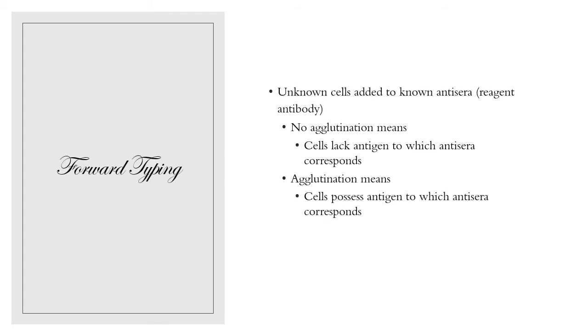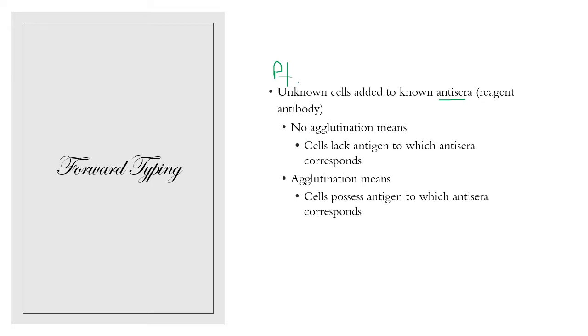A little bit more about the forward typing. Unknown cells are added to known antiserum. The unknown cells come from the patient. Okay, so this is the patient. The reagent antibody is found in the antiserum. We know what the reagent antibody is.